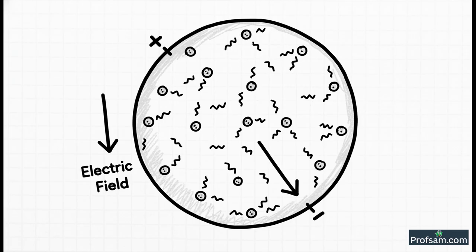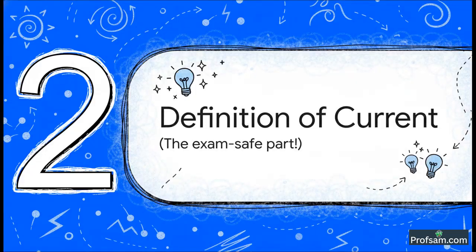So remember this, there are two motions happening at the same time, the very fast random one and the very slow, coordinated drift. Right, on to Section 3, the real definition of current. Now, please pay close attention. This is the exam-safe part. This is what you need to write in your papers to get full marks.